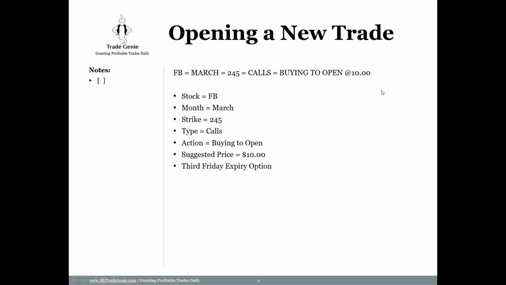It's not like this trade is trading at 11 or 10.50. It is trading at 10. That's the price. And then I watch the orders getting filled. If something else is happening, I immediately inform you. Within a second, you will receive another update that you can buy at 10.20, 10.40, 10.30, something like that. So this is the first instruction you receive in your email: Facebook, March 245 call, buying to open at 10. This is the first message.